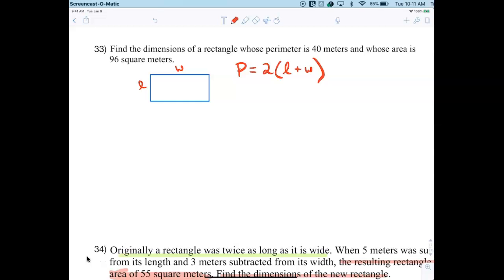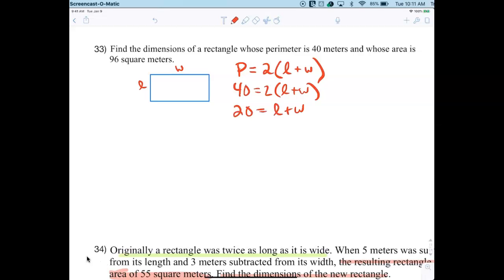All right, and what did it say the perimeter was? 40. So if 40 is the perimeter, what does the length plus the width have to add up to? No. What does the length plus the width have to add up to? 20. Thank you, because we divide both sides by 2.